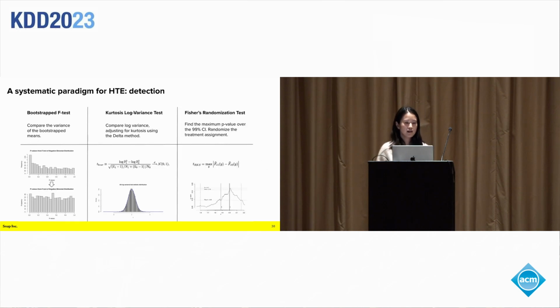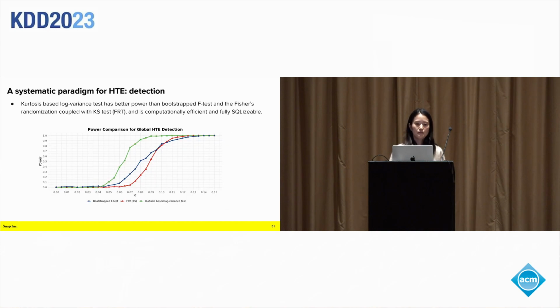And we tried 3 different approaches, or 3 tests, to do the global test, including the Bootstrap F test, the Kurtosis log variance test, and Fisher's randomization test. And based on our simulation, we see that the kurtosis-based log variance test is able to detect HTE with the smallest sample size among all these 3 approaches. And it is computationally efficient and fully parallelizable.